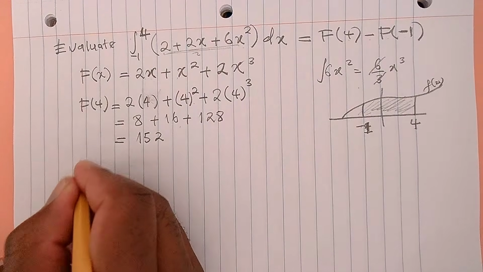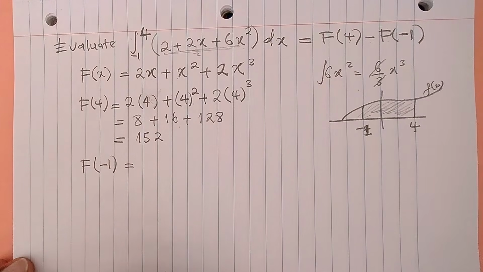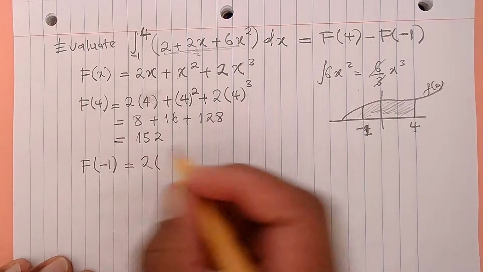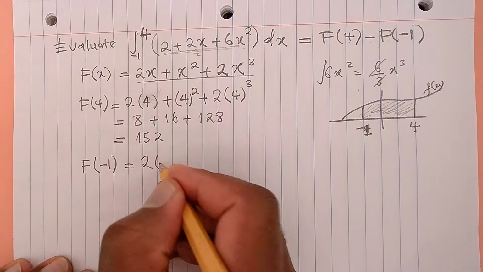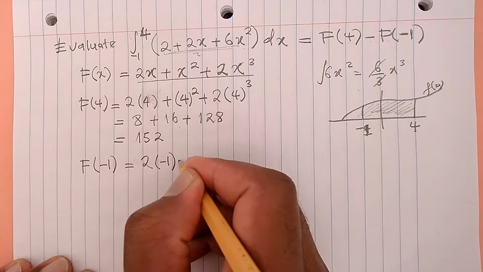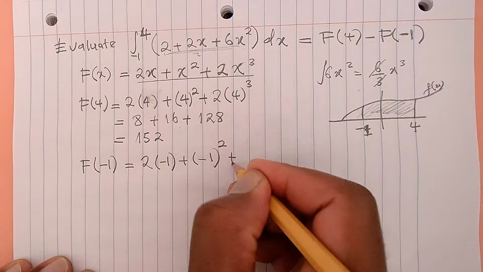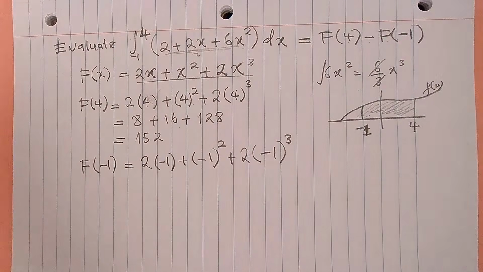Then the next thing is to compute F at -1. So what is F at -1? F at -1 is just 2 multiplied by, remember when there is x here I just put -1, so 2 times -1, then plus negative 1 squared, then plus 2 times negative 1 to the power 3. Just like that, right? Are you guys following so far?